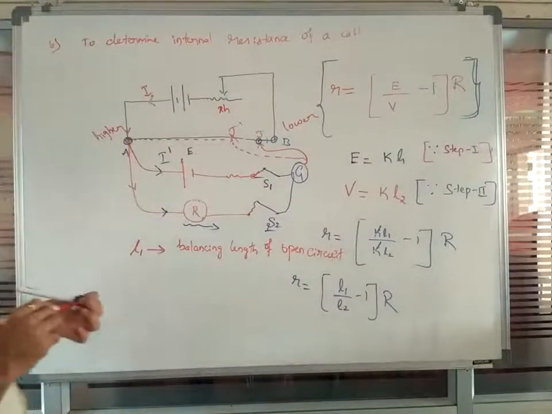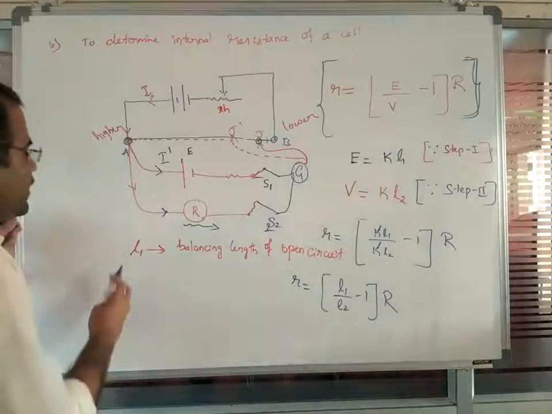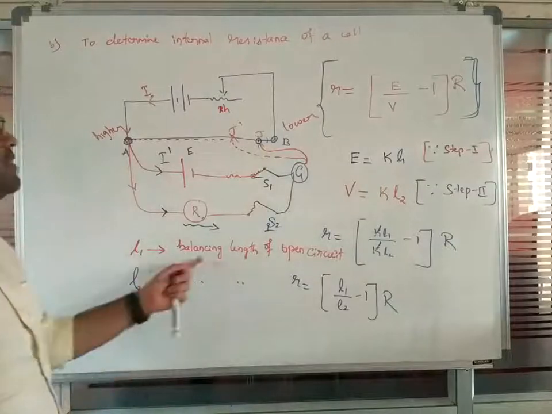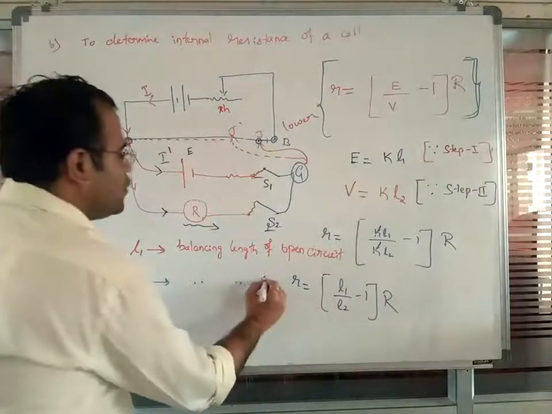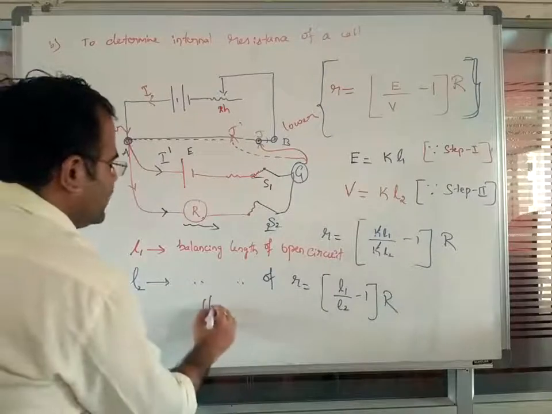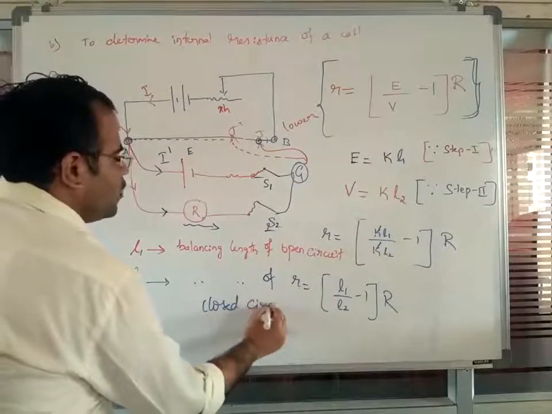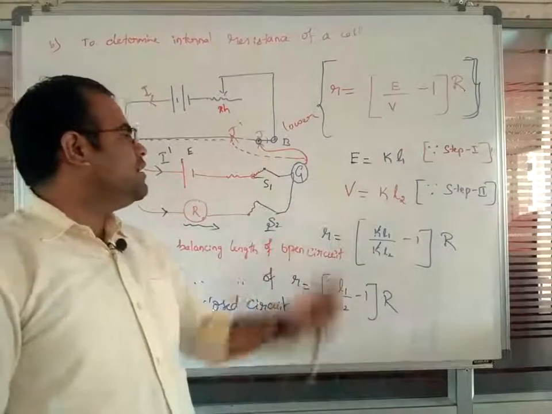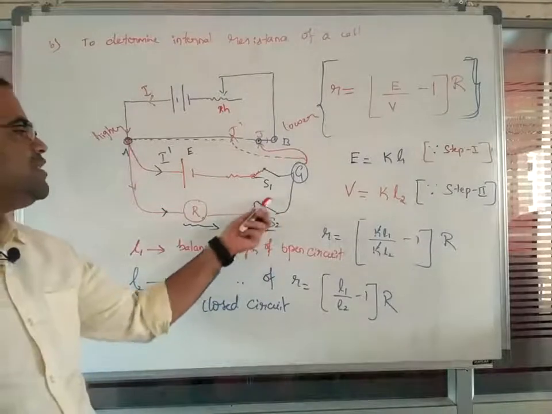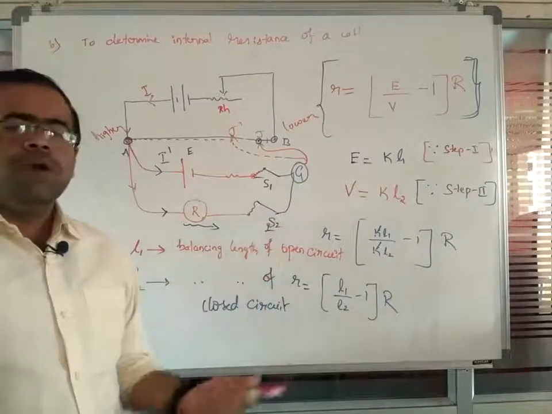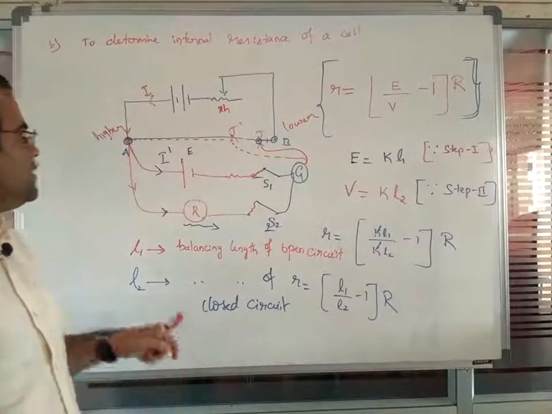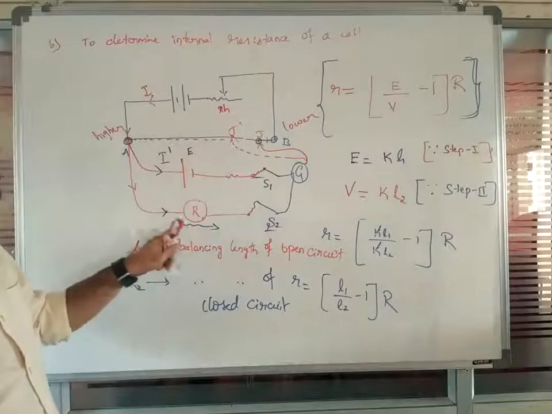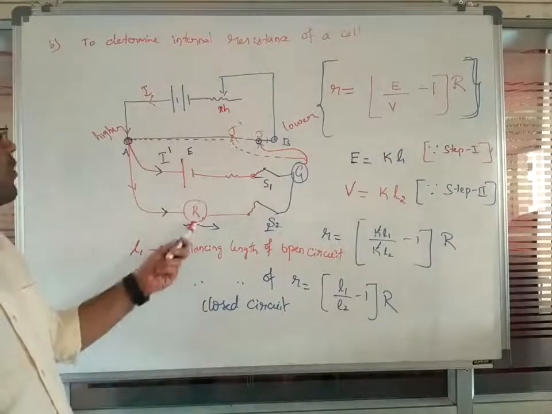And L2, again L2 is also the same term, we are going to call it balancing length of closed circuit, because now the circuit is closed here. In the second step we have observed that switch S2 as well as switch S1 both are closed. So when both are closed here, a part of electric current is drawn by this resistor.